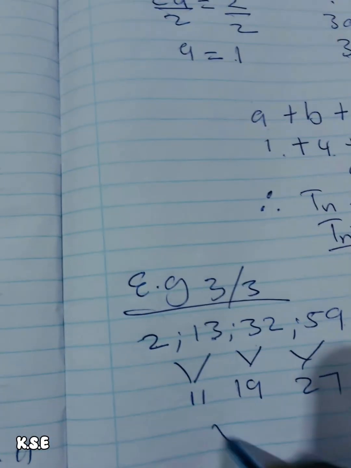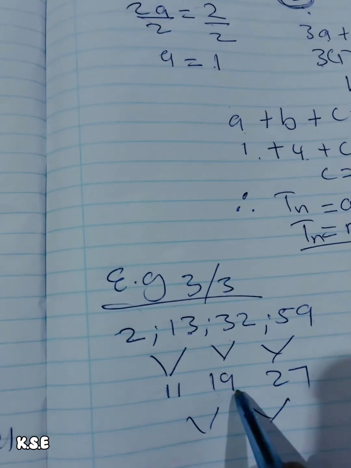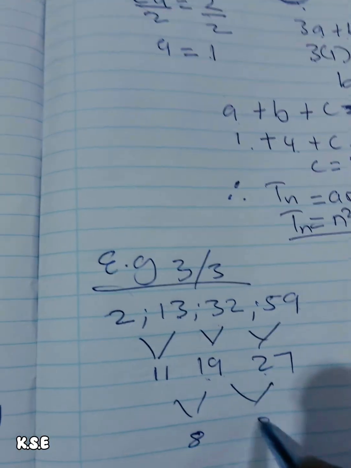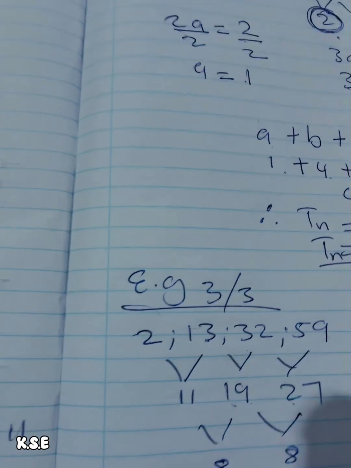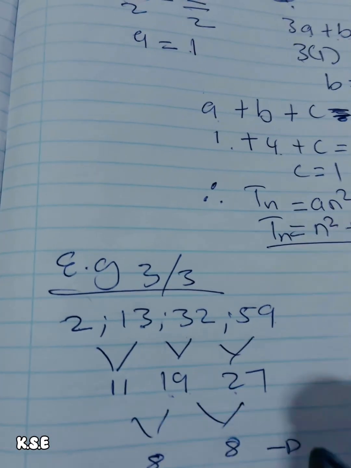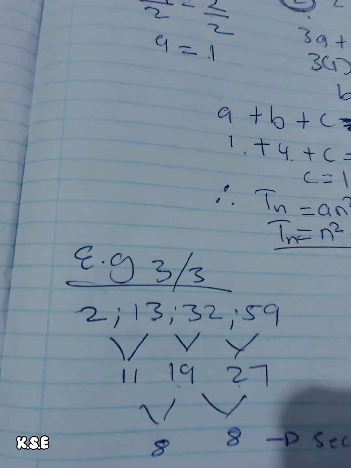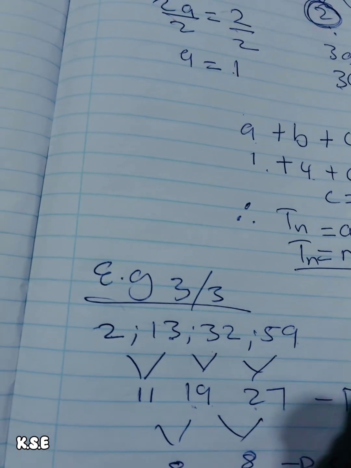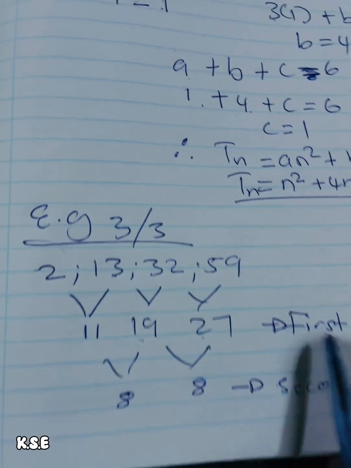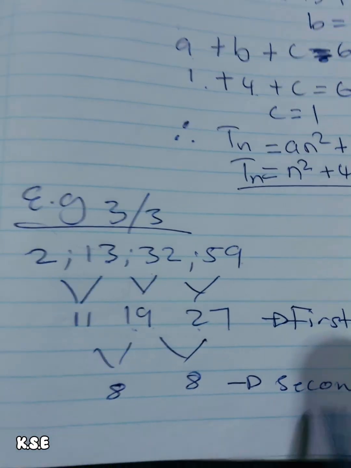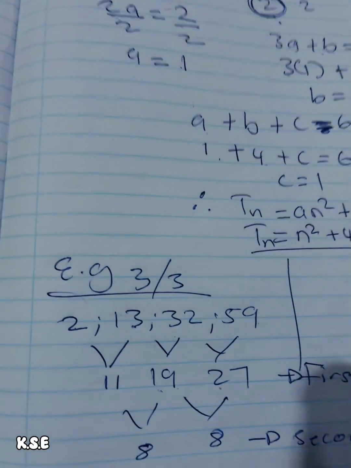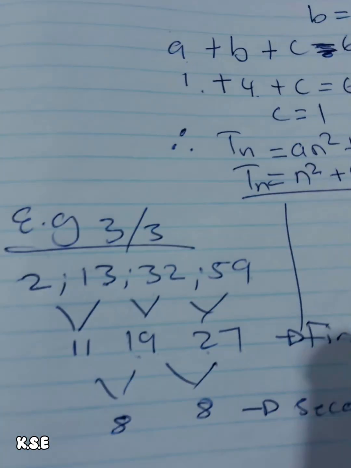Now we come back to this one. 19 minus 11 is going to give us 8. 27 minus 19 is going to give us 8. So this is our quadratic. This becomes our second difference, and that becomes our first difference. Now we're going to find the nth term, or the general term.